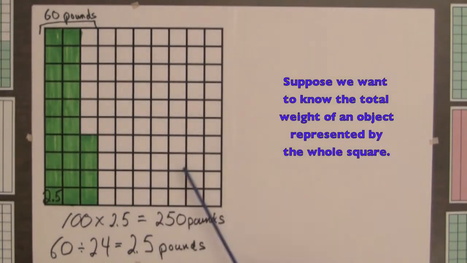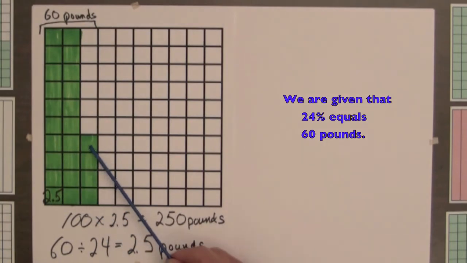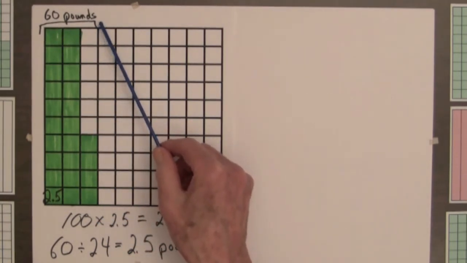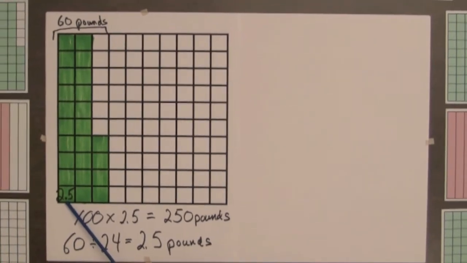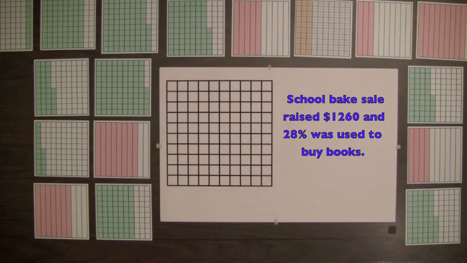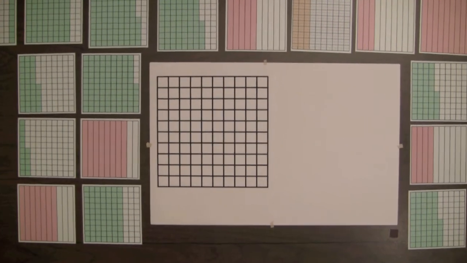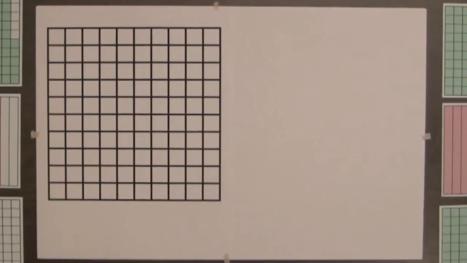Suppose we want to know the total weight of an object, represented by the whole square, and we're given that 24% is 60 pounds. First we get the value of one small square and multiply by 100 to get the total weight. A school bake sale raised $1,260, and 28% was used to buy books for the school library. How much money was used to buy books?